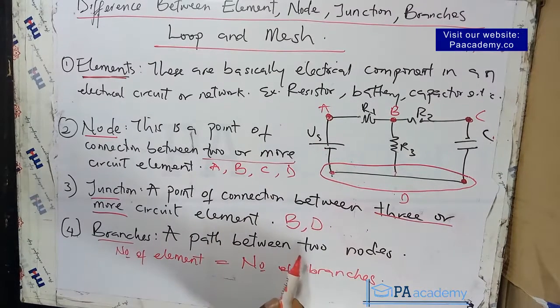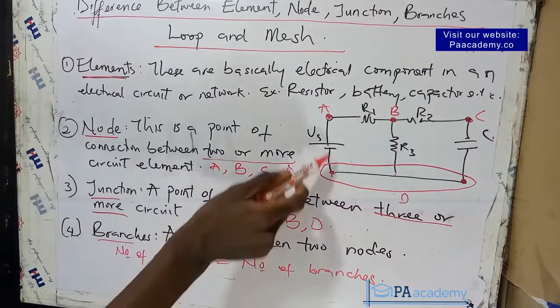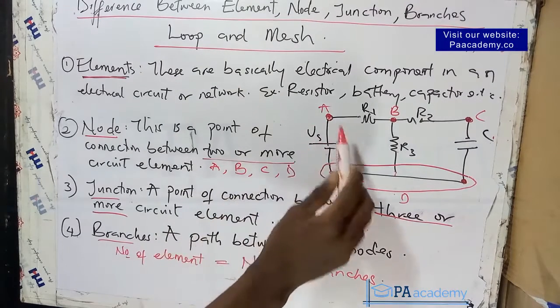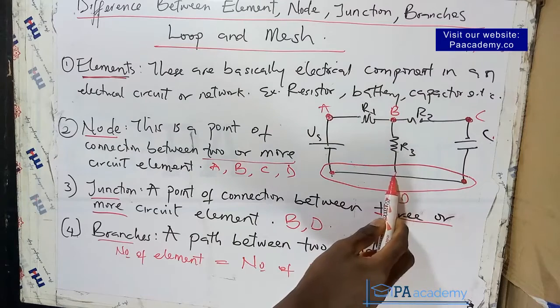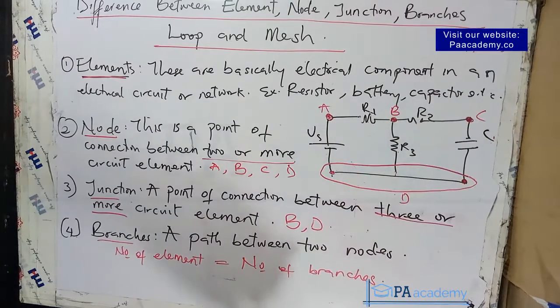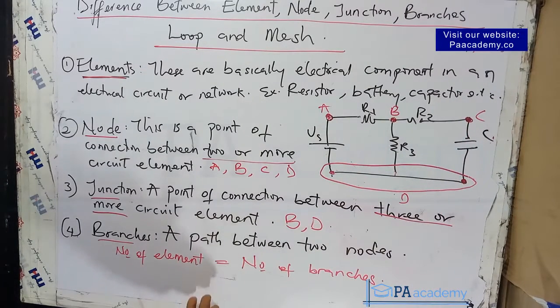It says a path between two nodes. So between here and here is a branch. Here and here is also a branch. From B to this point is also a branch. Here is also a branch. So I hope that is clear. A path between what? Between two nodes. Now it's also important to note that.